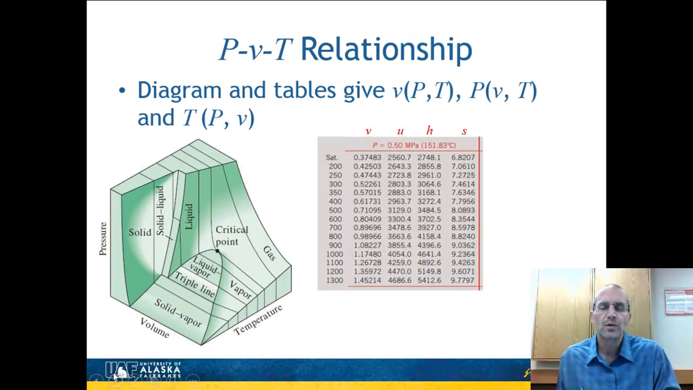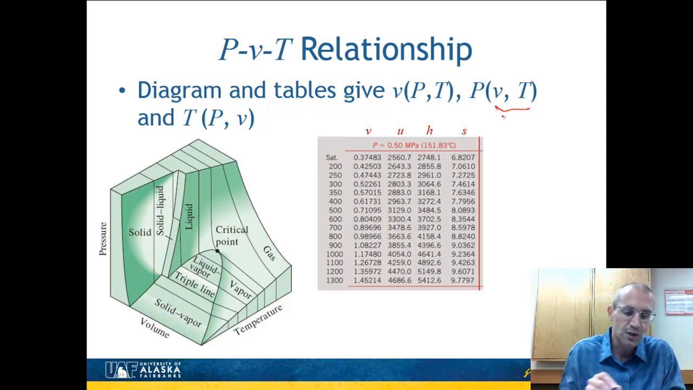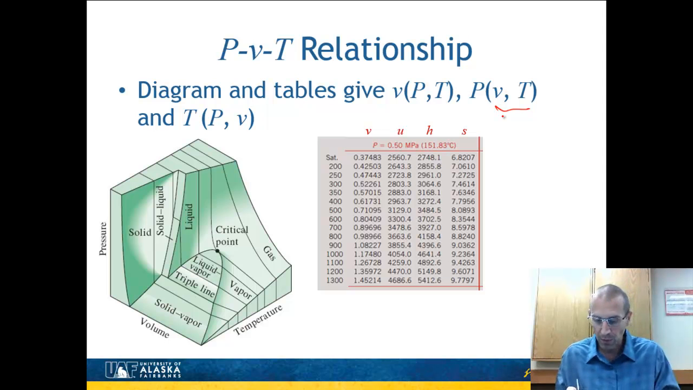So let's go back and look at the phase diagram that we had with the PVT relationship. From the diagram, we know that a material always occurs somewhere on this surface. If we wanted to know, for example, what the pressure was, we would need to know just the volume and temperature. Then we would come down to the table, find the corresponding volume and temperature point, and then we would read off the pressure.